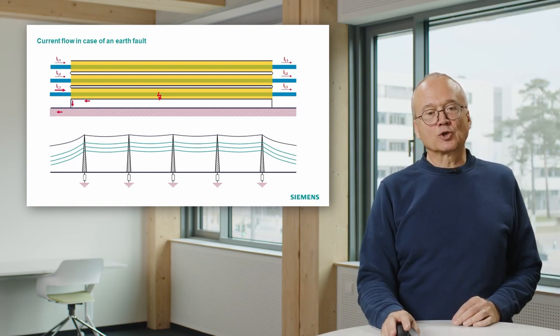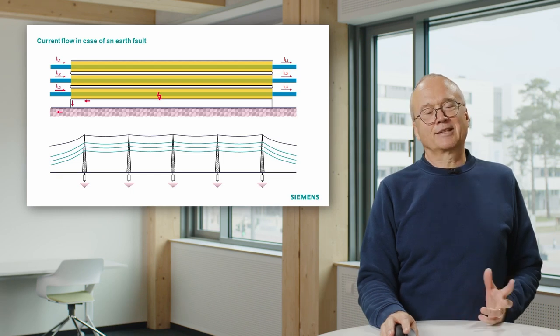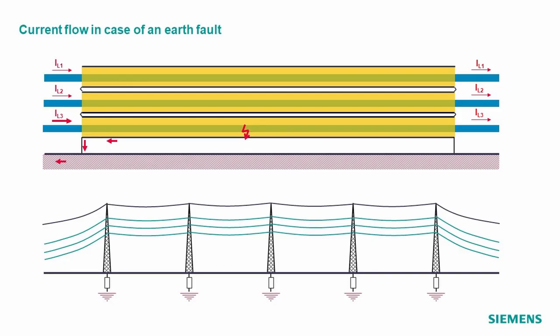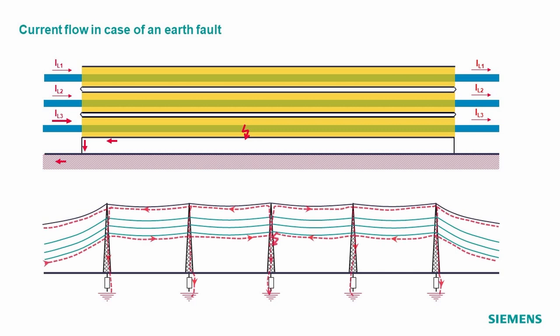And now if we have a short circuit, maybe on the center tower, what is going to happen? You get this strange current flow. That means the current comes from both sides along the line to the short circuit point, and then part of the current flows from here directly into Earth, and another part of the fault current flows along the earth wire into the grounding of other towers on both sides.